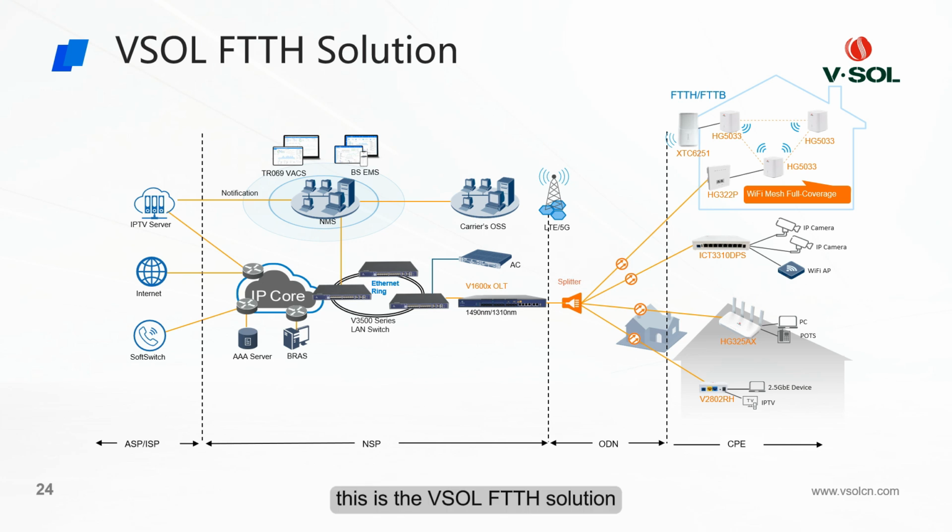This is the VSOL FTTH solution, which means fiber to home. For ordinary household users, they generally only need IPTV, Internet, and VoIP services. Choose V1600X-OLT as the service access and place one ONU per household user. The selection of ONU is provided according to customer needs.